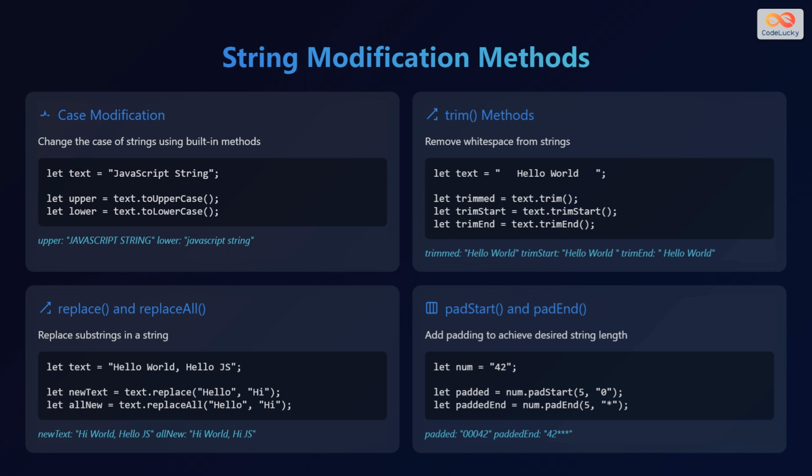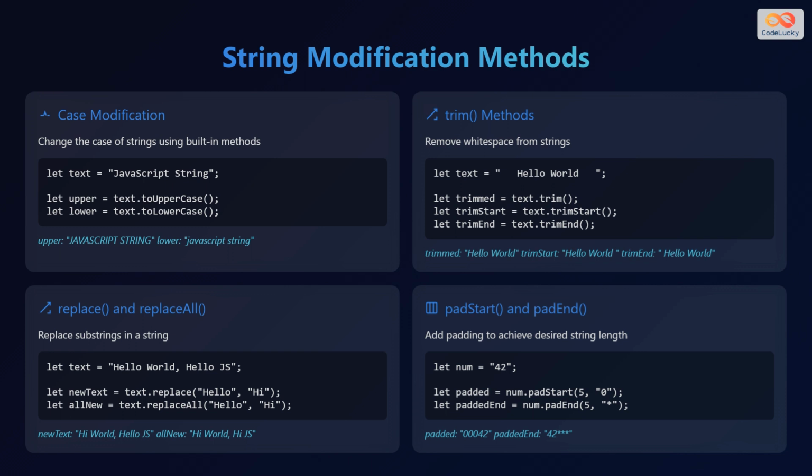The replace and replaceAll methods are used to replace substrings in a string. For example, let text = "hello world, hello.js". Let newText = text.replace(), replacing the first hello with hi, and let allNew = text.replaceAll(), replacing all occurrences of hello with hi. This results in newText being the string "hi world, hello.js", and allNew being the string "hi world, hi.js".